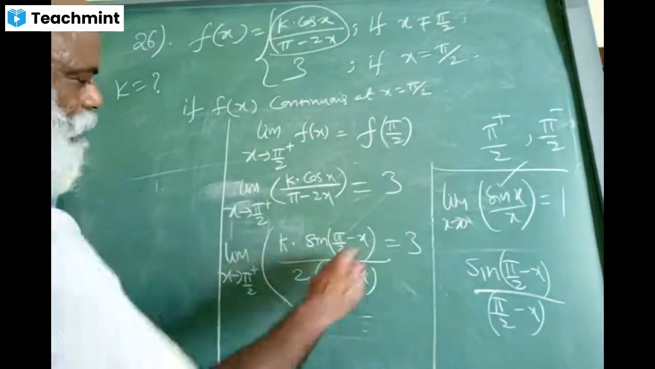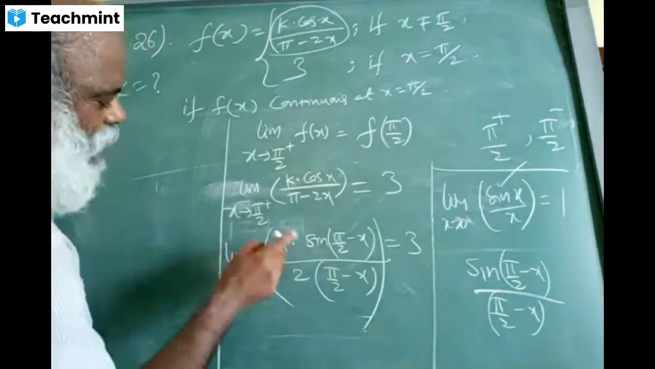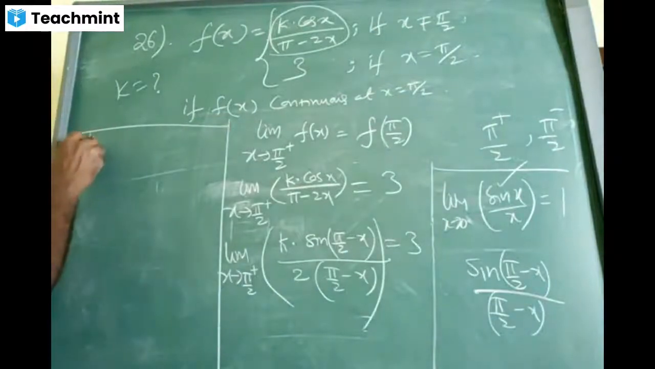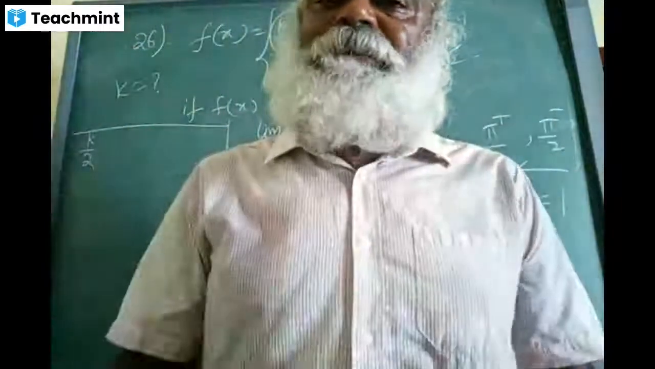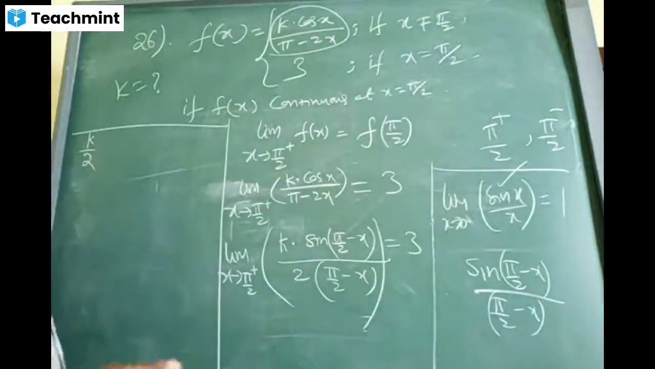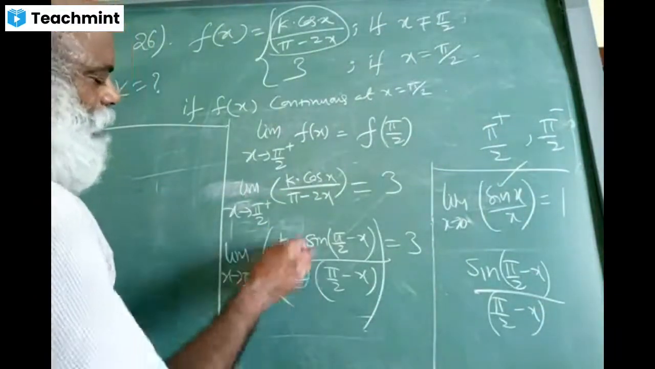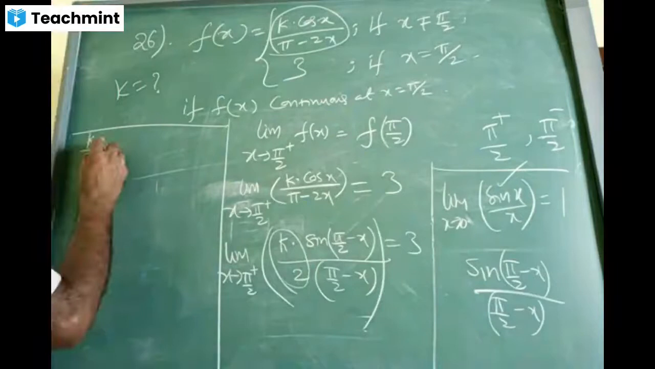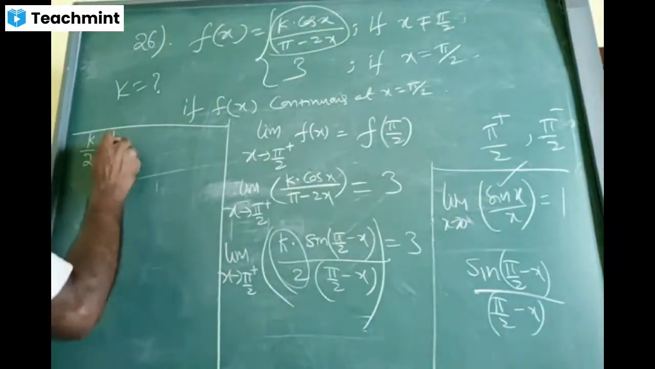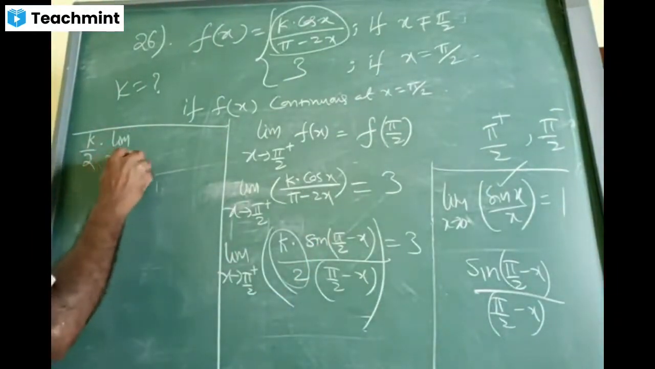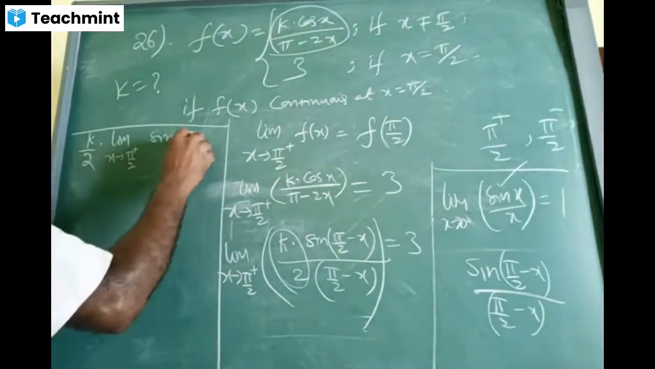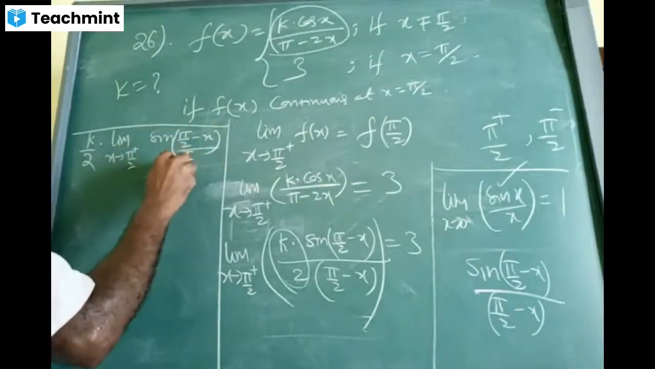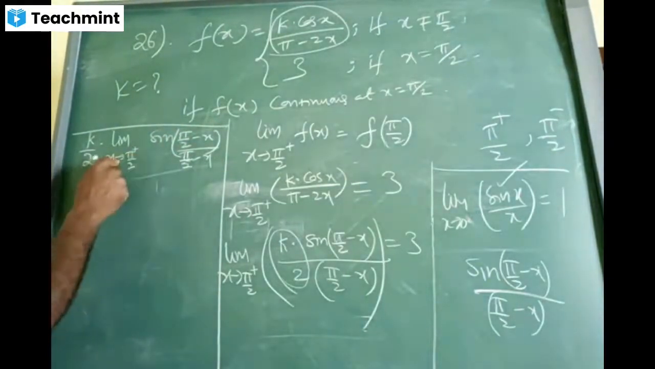Now look here. In this, k by 2 is a constant. Can we bring it outside the limit? Because it is a constant, my dears, a constant is not influenced by the limit. Whatever happens to x as x tends to pi by 2, our k by 2 is not affected. Now I can write this as limit x tends to pi by 2 plus, doesn't matter, sin of pi by 2 minus x by pi by 2 minus x. As x tends to pi by 2, pi by 2 minus x tends to what?